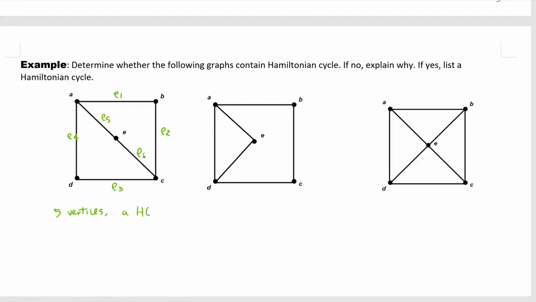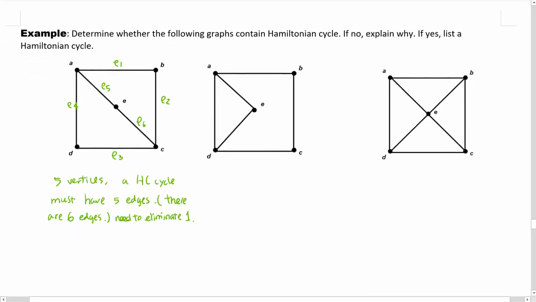And a Hamiltonian cycle must have the same number of edges as the number of vertices. So it has 5 edges. Okay, and there are 6 edges. So we need to eliminate 1.